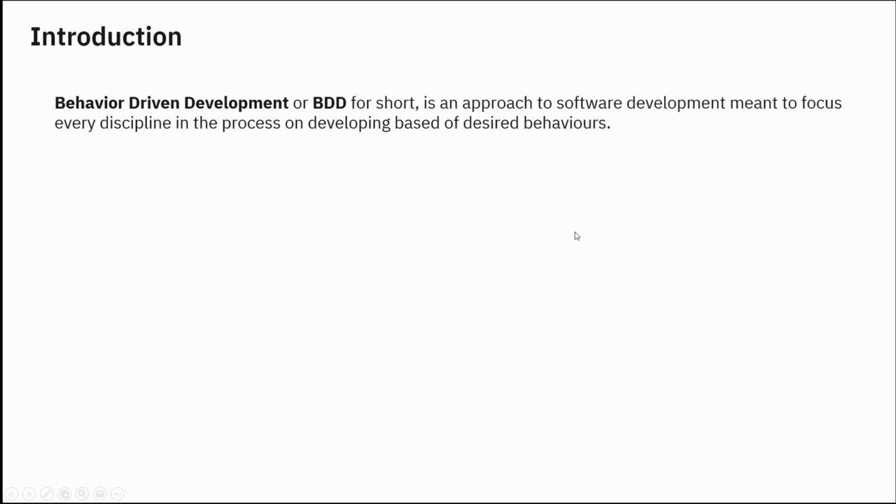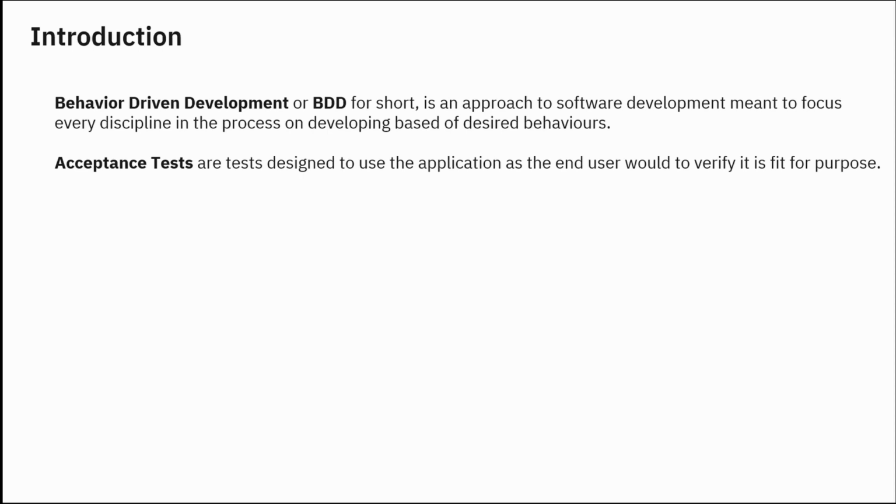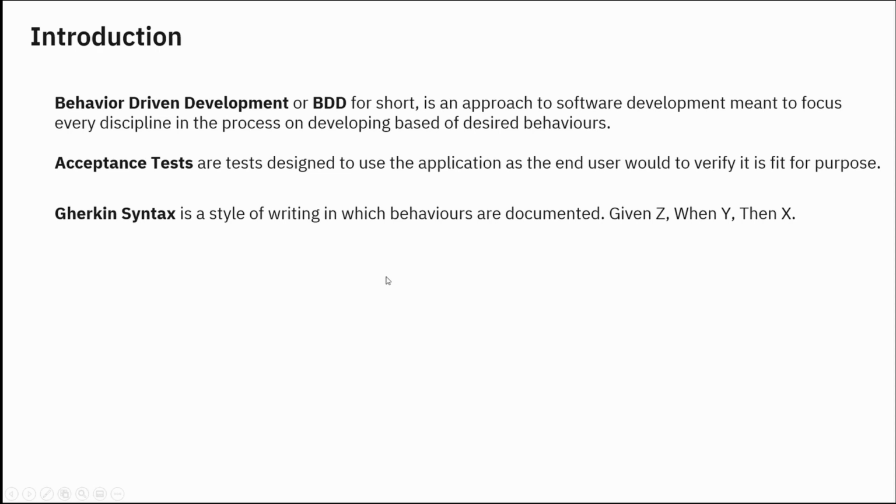So, quick introduction. This morning, Rob did a really good job of covering most of the terminology, and I've timed this to run very close to the limits, so I'm not going to go into much detail, just a quick recap. We've got behavior-driven development, or BDD, for short, an approach to software development meant to focus every discipline or process on developing based on desired behaviors. We have acceptance tests, designed to use the application as the end user would to verify it's fit for purpose. Gherkin syntax is a style of writing in which behaviors are documented: given, when, then. I will give a little example.